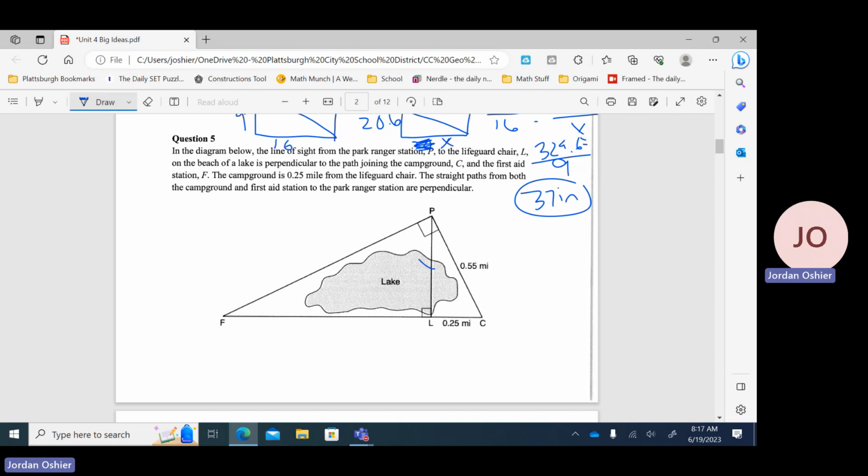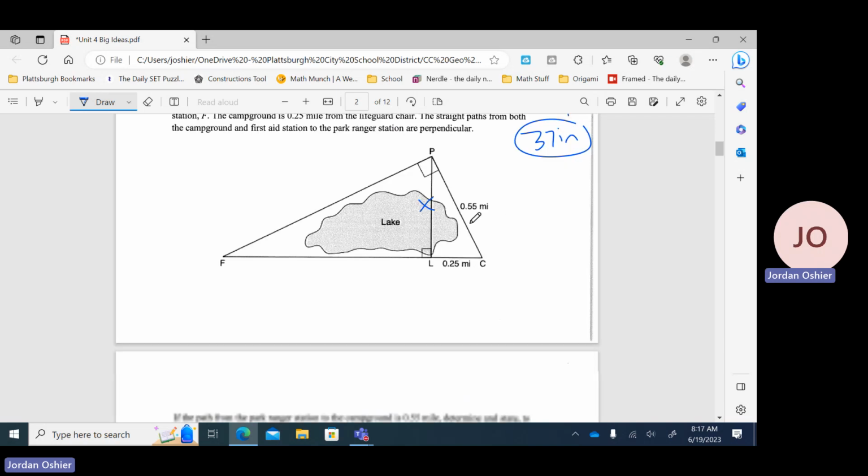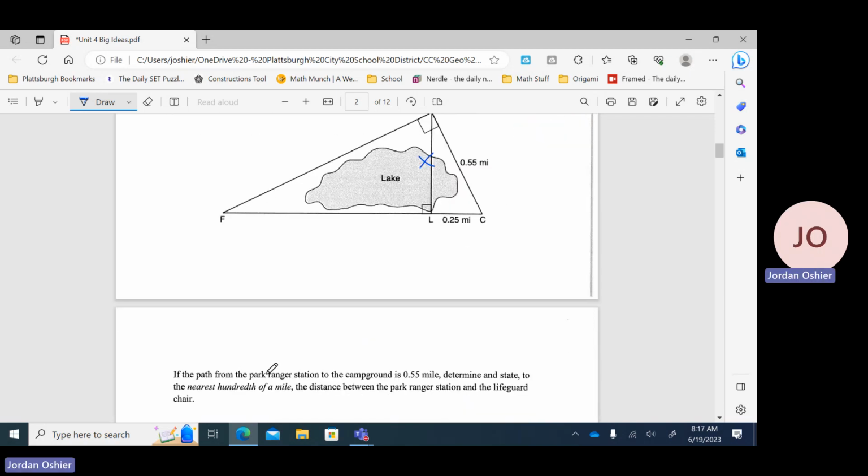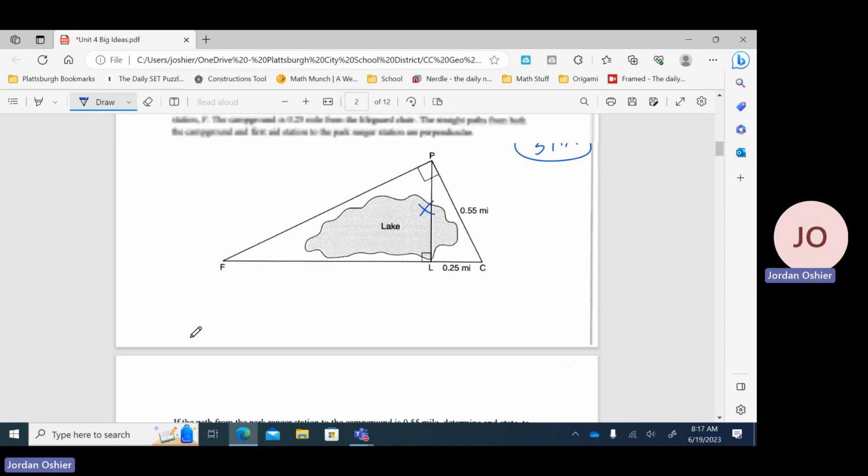L and P. Okay, so is this X? Let's just double check that really quick. Park ranger station to the campground is 0.55 miles. Determine, to the nearest hundredth of a mile, the distance between the park ranger station and the lifeguard chair.